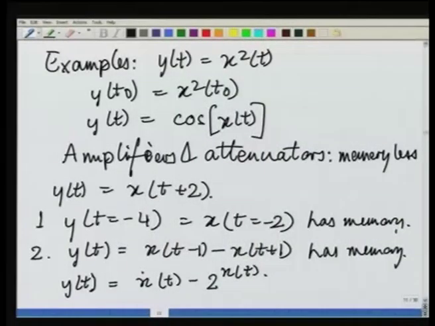The earlier two examples of y(t) equal to x(t) plus 2 and y(t) equals x(t minus 1) minus x(t plus 1) are both cases where the system has memory, but this last example is one where the system does not have any memory. So much for examples and discussions of systems with and without memory. This should have given you a reasonable idea of what it means to say that a system has memory or what it means to say that a system has no memory.